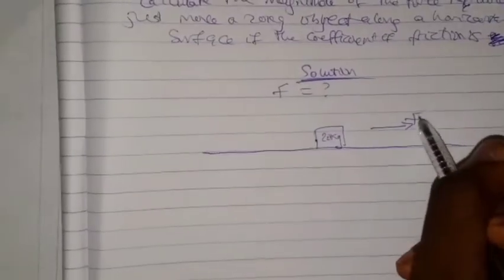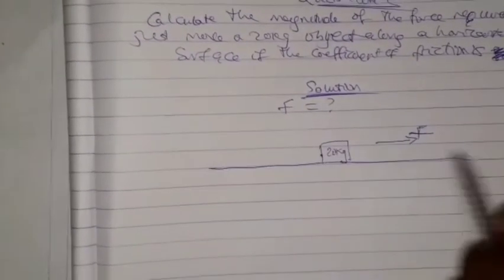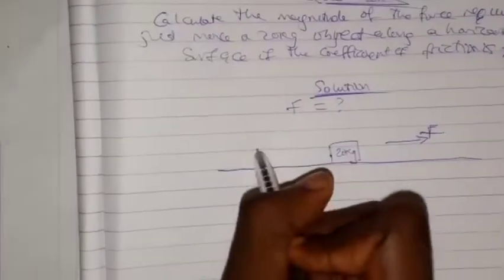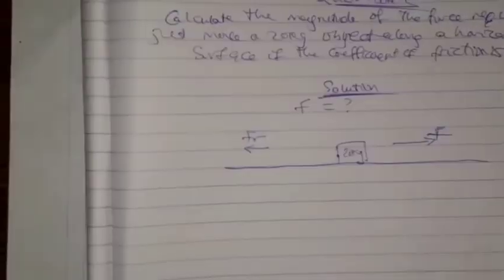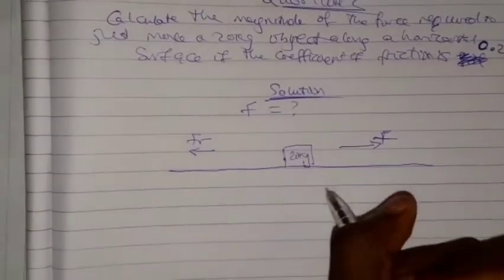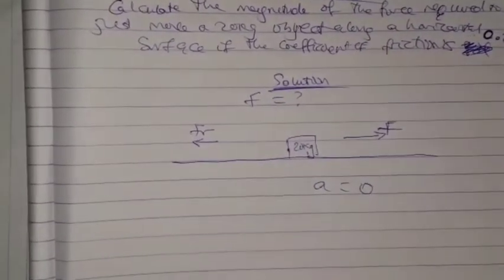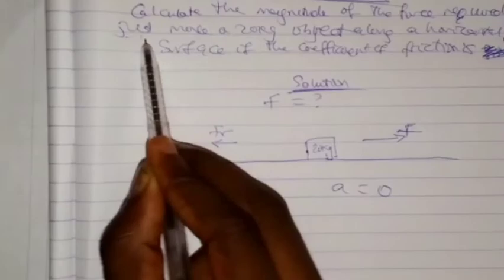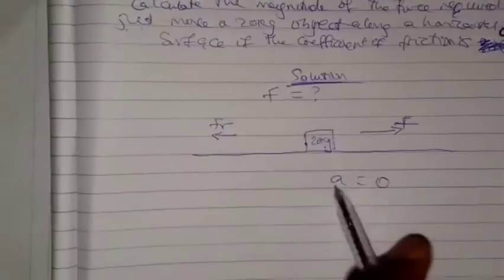I told you that if the force is going in this direction, your frictional force will be in which direction? In this direction. So this is your frictional force. Do you get it now? And I told you that if the body is not moving, your acceleration is what? 0. They said to just move, so the body has not yet started moving. So your acceleration is 0.